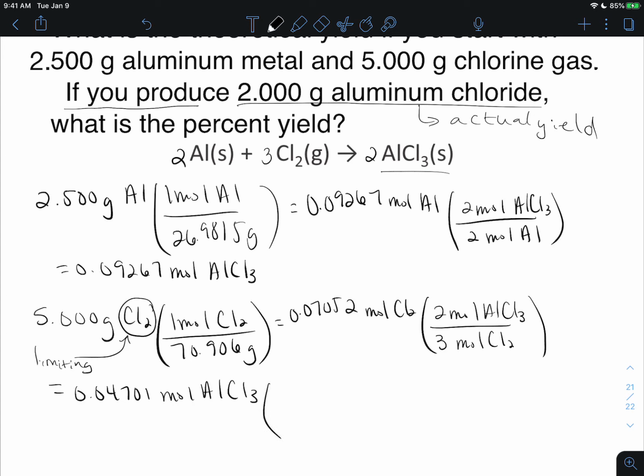We now convert this into grams using our molar mass of aluminum chloride. So for every 1 mole of aluminum chloride, we have a mass of 133.3405 grams. Multiply that by, scratch that, multiply that by 0.04701, and we get a value of 6.268 grams of aluminum chloride, and this is our theoretical yield.